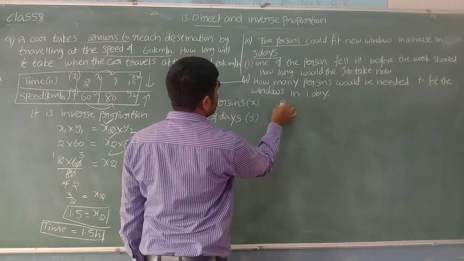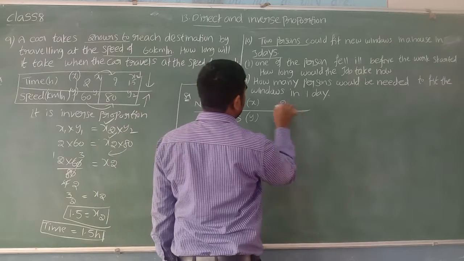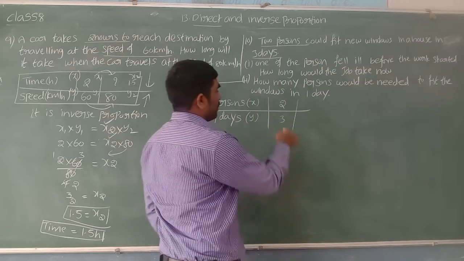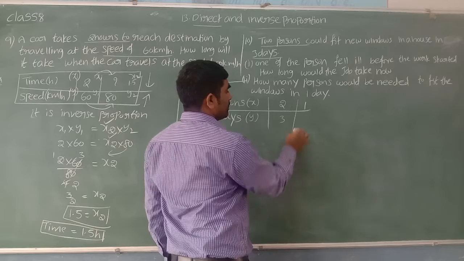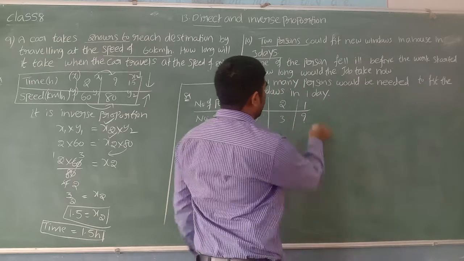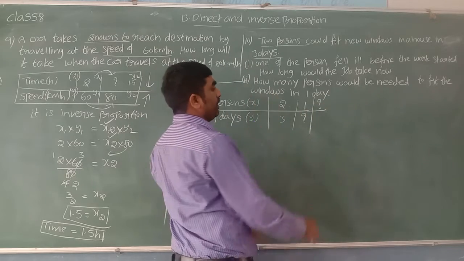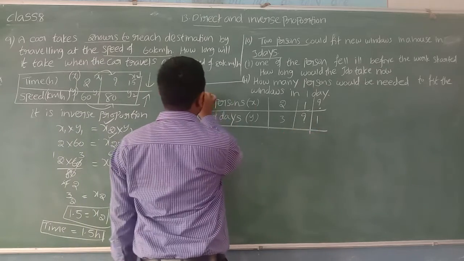So 2 persons will take 3 days. One of the persons is not feeling well, so one person left from these 2. Now only one is left. That one will take how many days? Next, how many persons would be needed to complete the work in only 1 day?